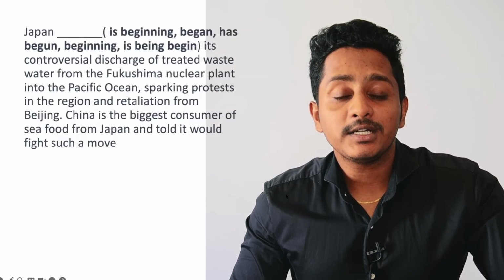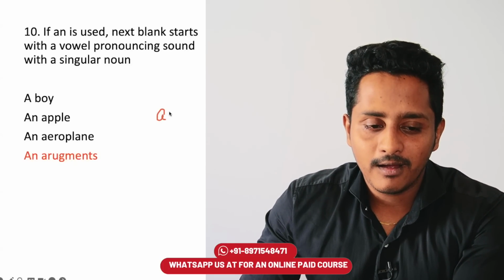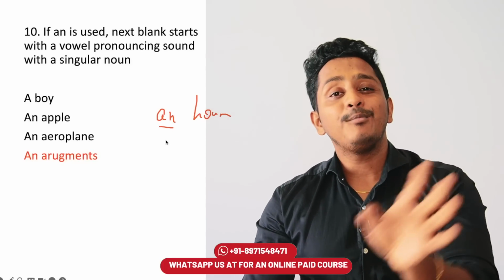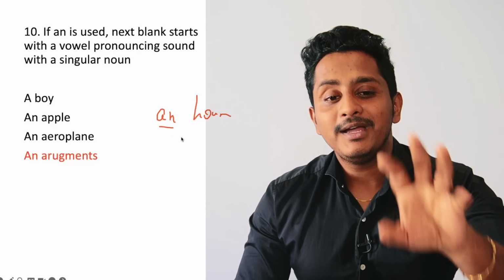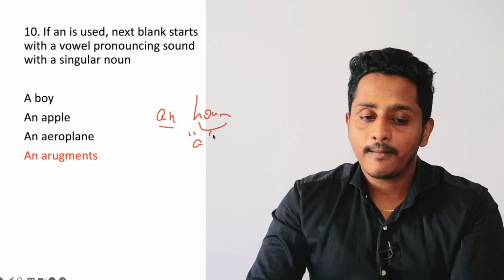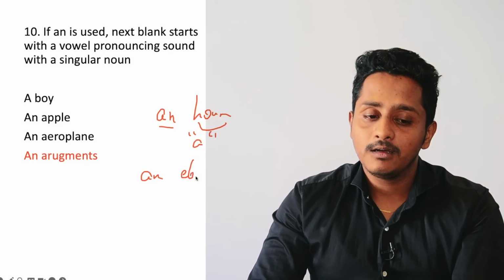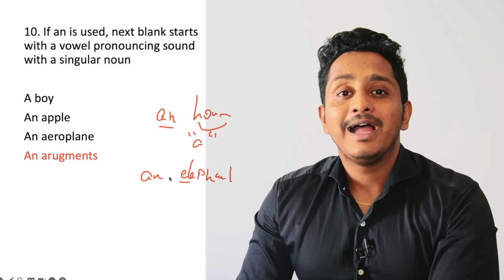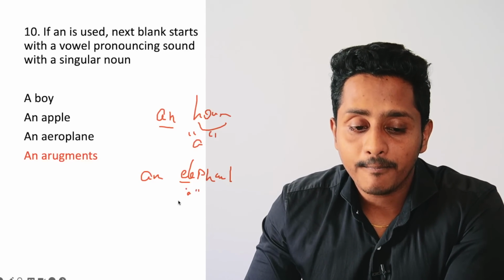That's the new shortcut, grammar shortcut number 9. The last one. If an is used, next blank starts with a vowel pronouncing sound, not the letter vowel. See, an R. Nakul, after an A-E-I-O-U will come. No. A-E-I-O-U will not come. A-E-I-O-U pronouncing sound. R, A, A sound. An elephant. You are not writing an because E is there. No, you are writing an because elephant, A sound is there.